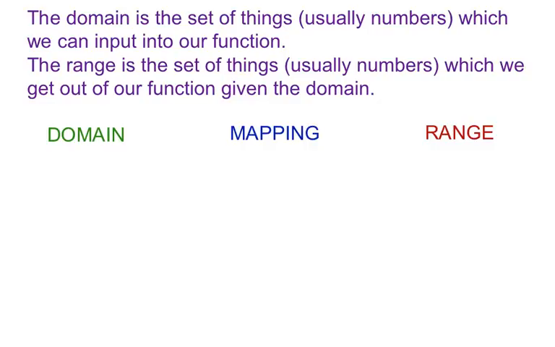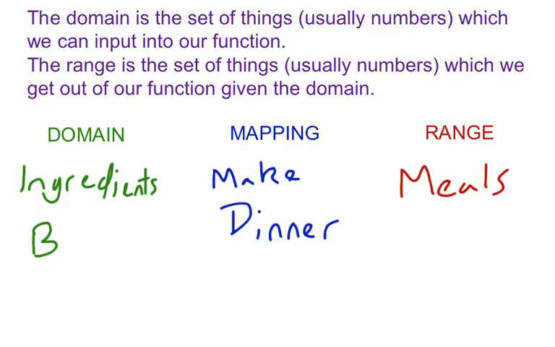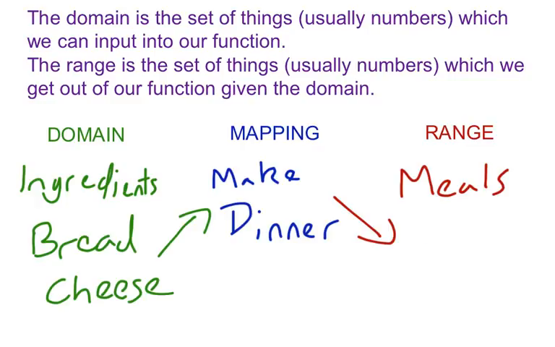Our function might not necessarily be a numerical one. So our mapping in this case might be that we make dinner. That's our function. The domain, the things that we can input into our mapping, are the ingredients we have at home, whatever ingredients they are, and the range of things we can make are the meals that we can make with the given ingredients. So if we had some bread and cheese, we might be able to put those in, and out we would get a sandwich.